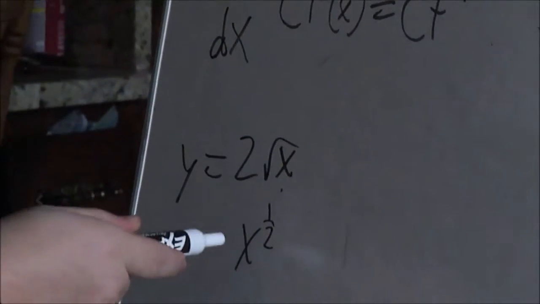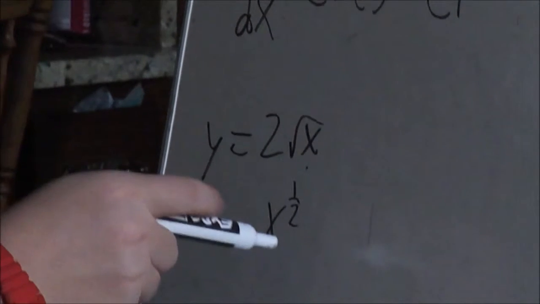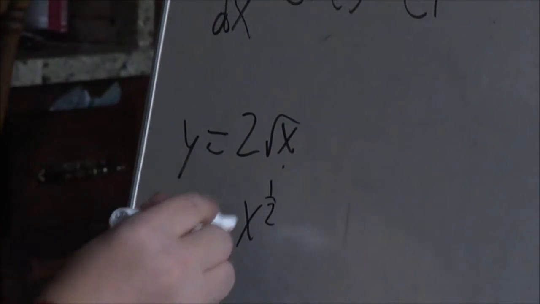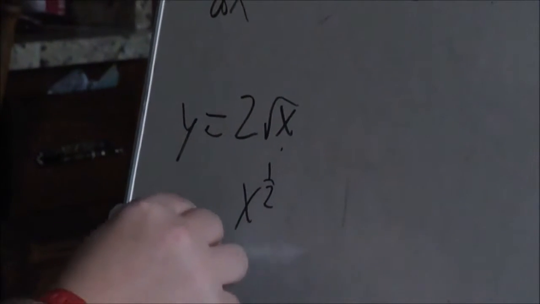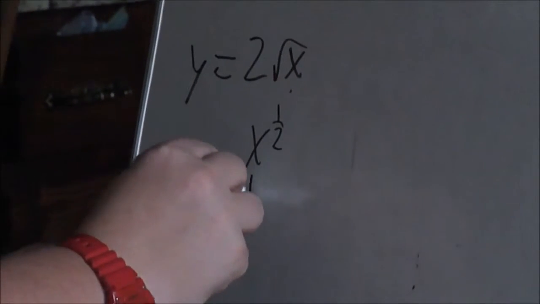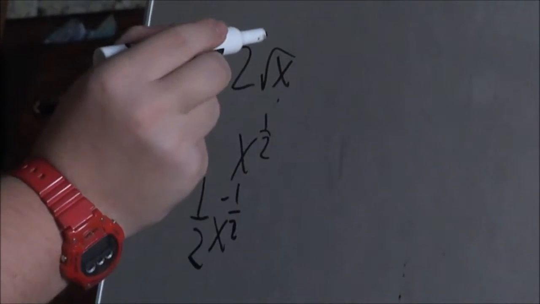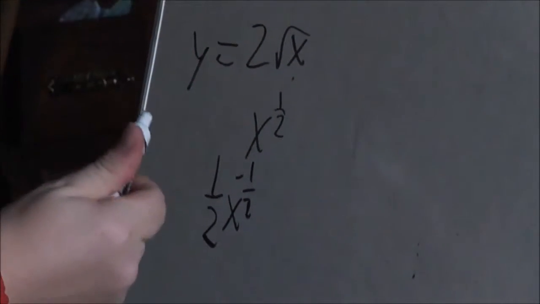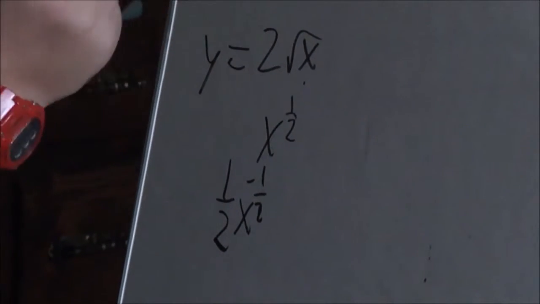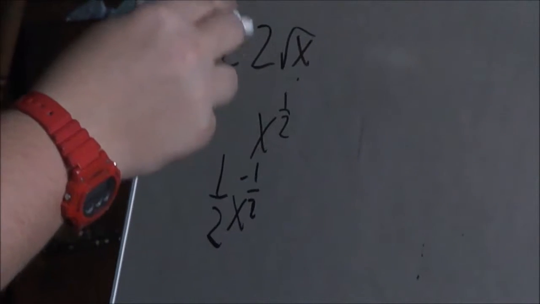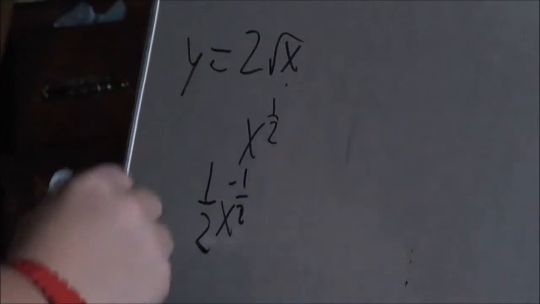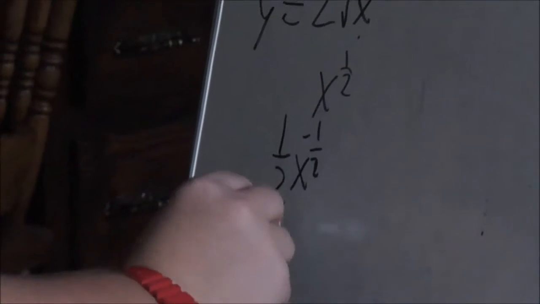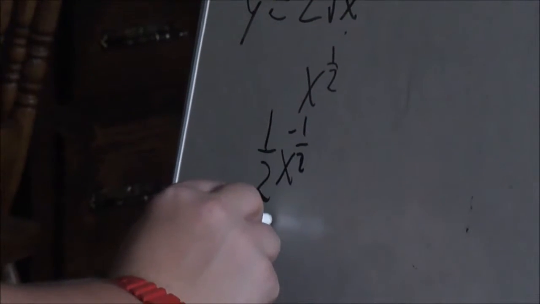Then you find the derivative of the x to the 1/2, like you did for the last one we did. And this will be 1/2 of x to the negative 1/2, because you're still taking 1 from 1/2. So 1/2 minus 1 equals negative 1/2. Then you multiply the 2 back in there. And so that will give you the derivative of y will equal 1.